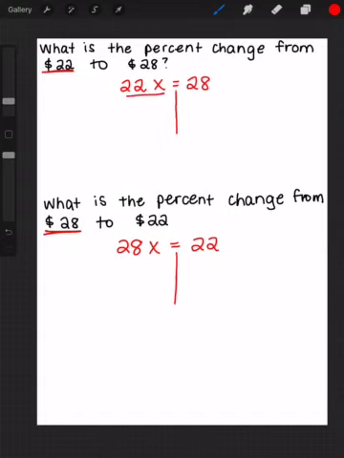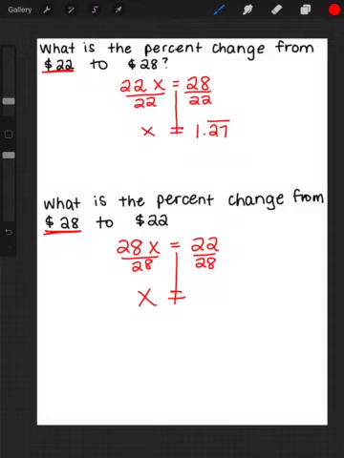Okay, in this one, I'm going to divide both sides by 22. I'm going to get x equals 28 divided by 22, which is 1.27 repeated. In this one, I'm going to divide both sides by 28. x equals 22 divided by 28. And that is going to give me 0.7. I'm going to round that up to 0.79.